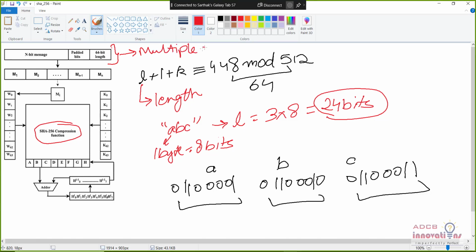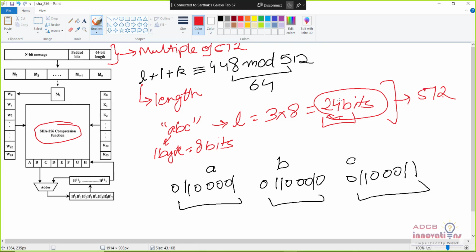All right, multiple of 512. So you see, if the data is higher, then the length would already be greater than 24, that is, the length would increase as well. However, in this case the length is less. So we need to make this length, that is this 24 bit, a multiple of 512. That is, it should be at least 512 bits.